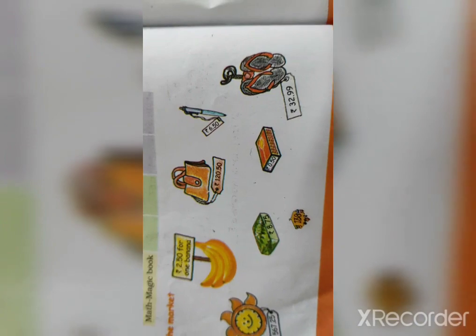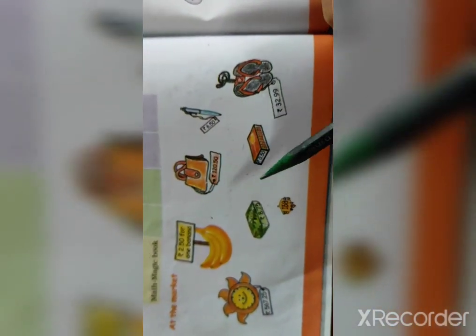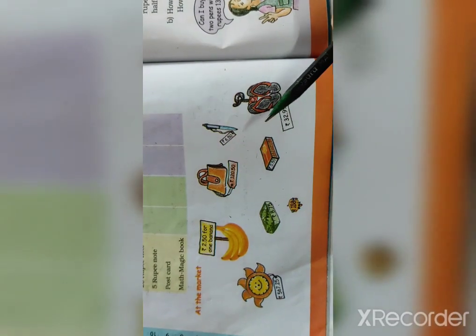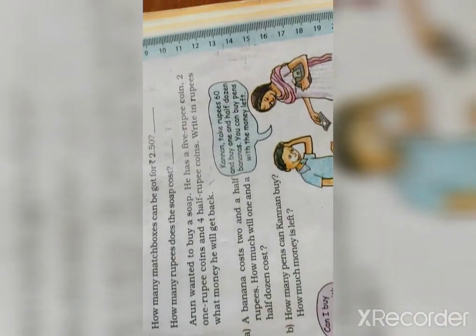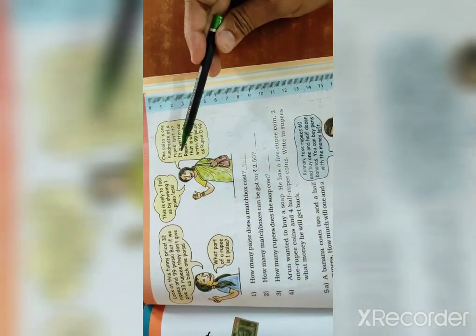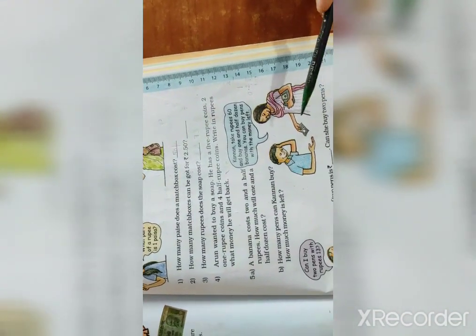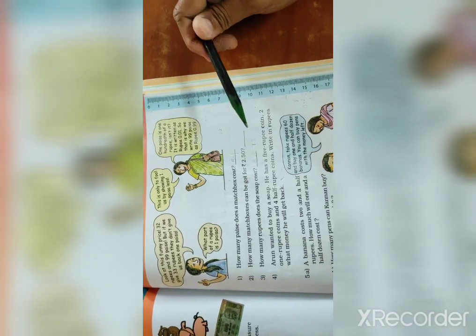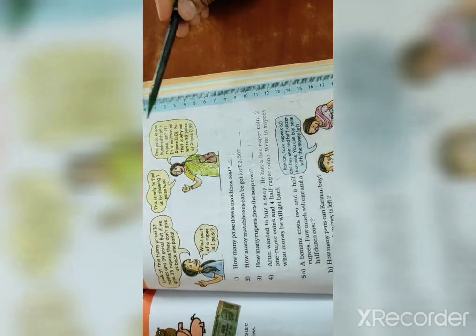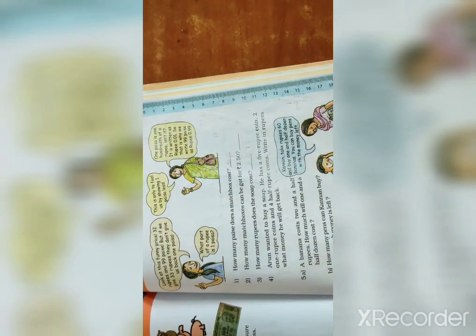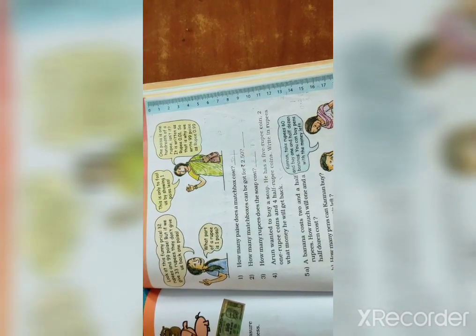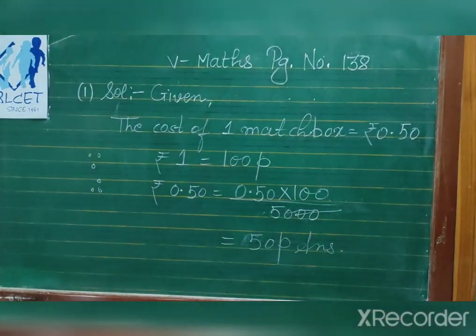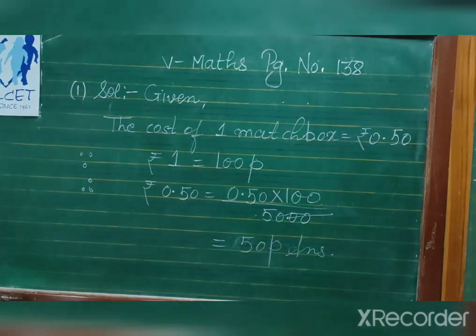Fifth standard students, let us start from page number 138, at the market. The prices of the products are given and we will solve the questions based on them. Explanation done from my side. Now I am giving you the written solution of these sums.